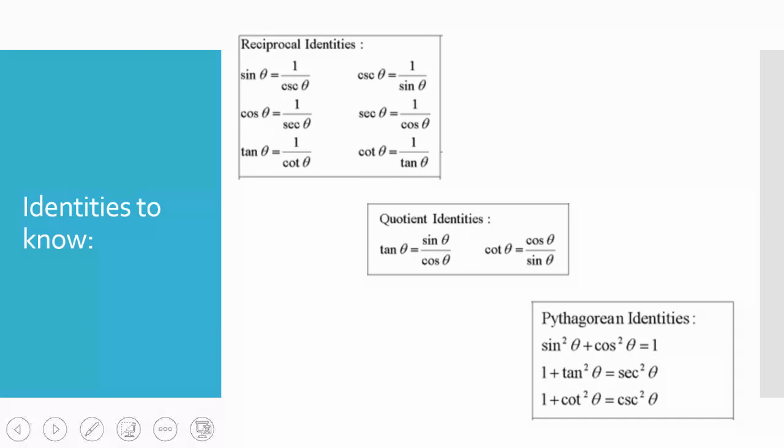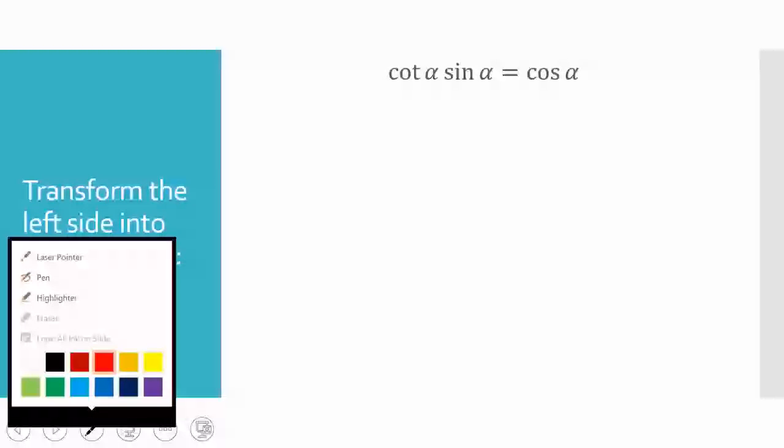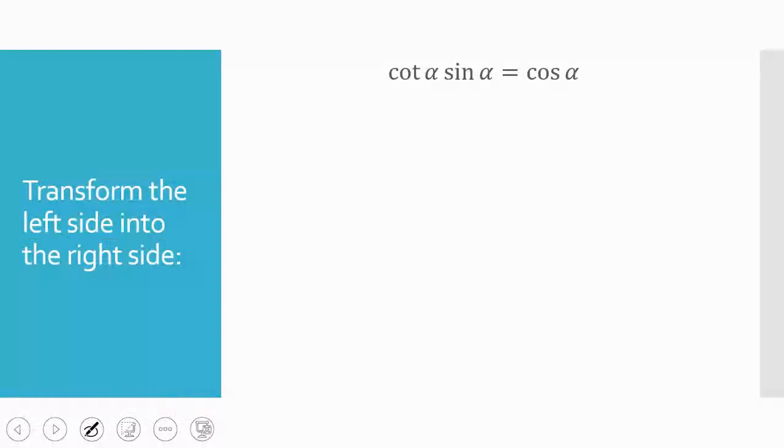Let's jump into it. So I have got this expression here, cotangent of alpha times sine of alpha equals cosine of alpha. Often we use theta to designate angles, but alpha and beta we use to designate angles as well. Okay, so this is just an alternate to theta, and it doesn't really mean anything in this expression.